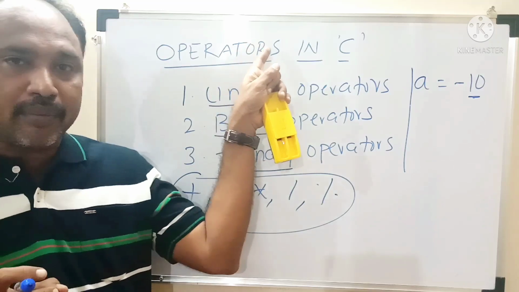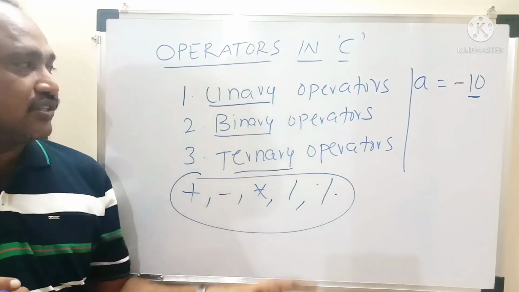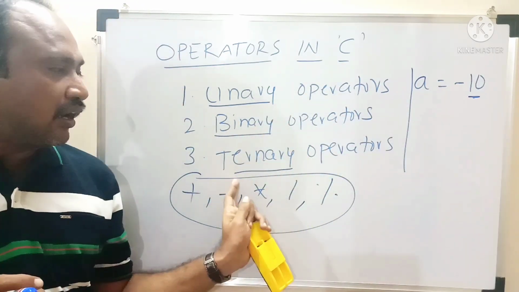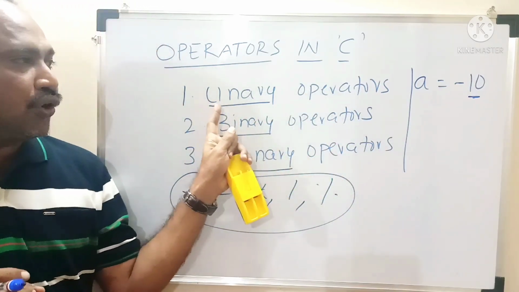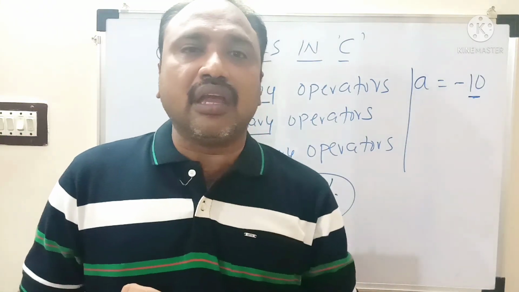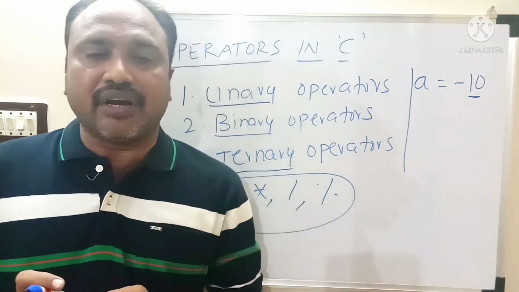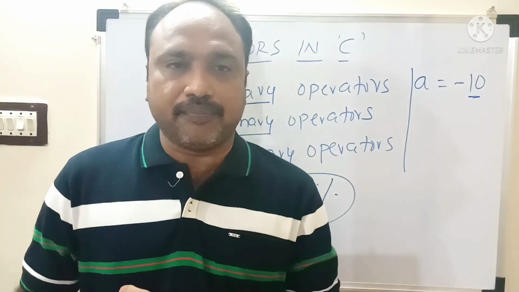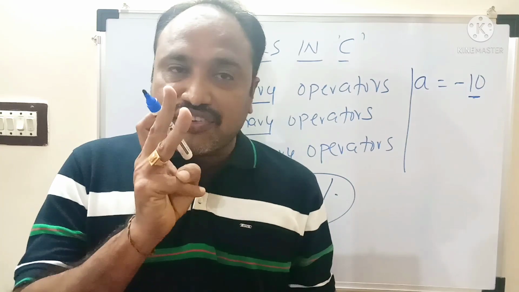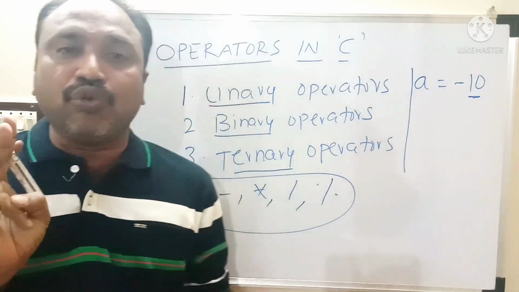Operators are classified into how many categories? 3 categories: unary operators, binary operators, ternary operators. Coming to unary operator, an operator applicable on a single value is referred to as a unary operator. A binary operator means the operator requires at least 2 operands, 2 values.